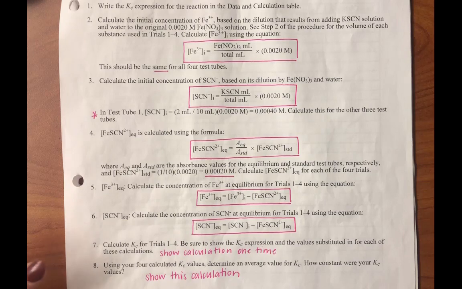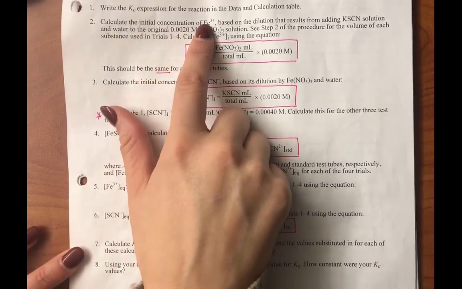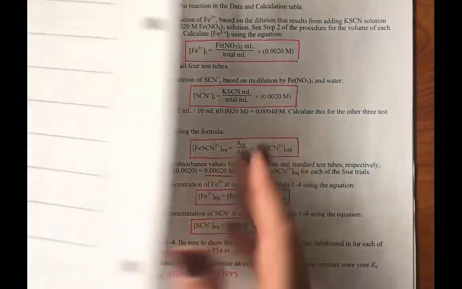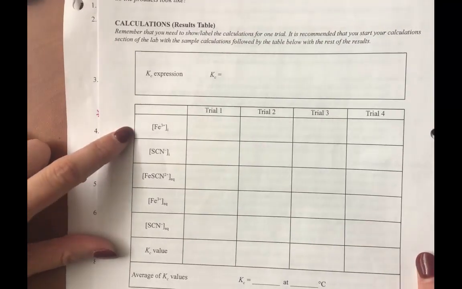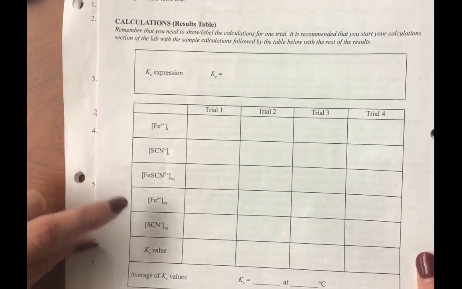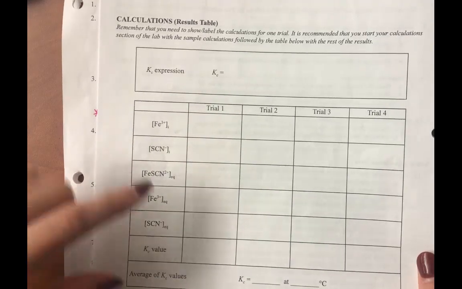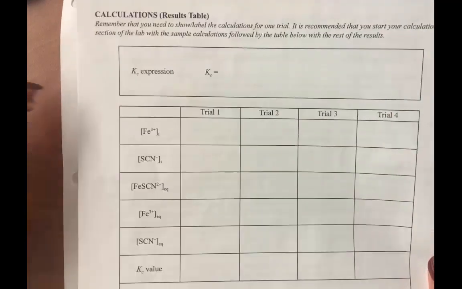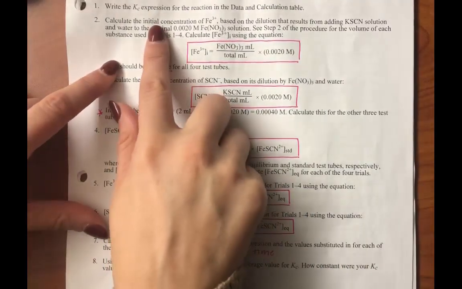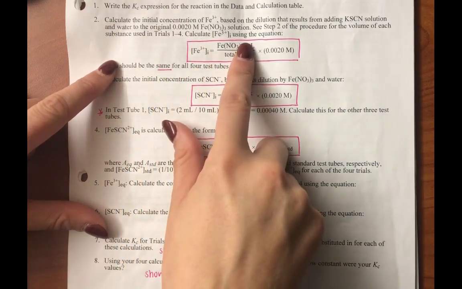So then number 2 tells you that you're calculating the initial concentration of Fe3+. So if you are showing the work in the table, then over here write number 2, number 3, number 4, number 5, and so on, and then show your work in these boxes. If you are not showing your work in the table, then what you need to do in your lab notebook is label it initial concentration Fe3+, and then show your work.